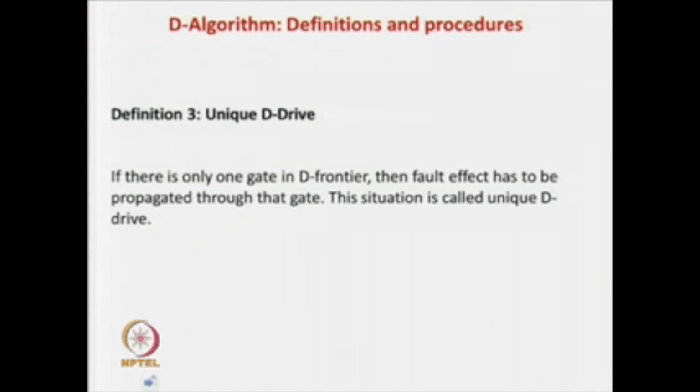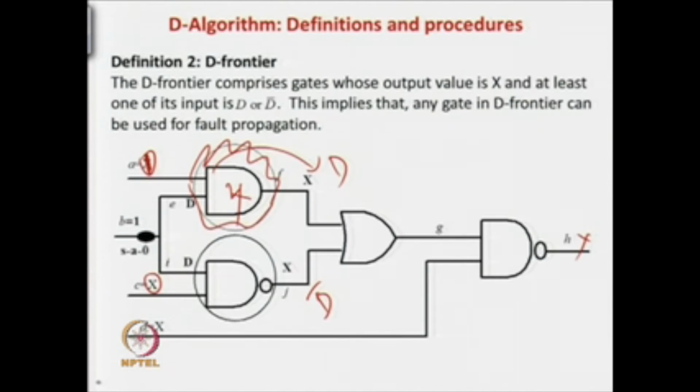Okay, now the next definition, number 3, is called unique D drive. So what is a unique D drive? If there is only one gate in the D frontier, then it is called a unique D drive, because the fault effect can then be propagated through only one gate. Let us see what a unique D drive is. The definition is very straightforward.